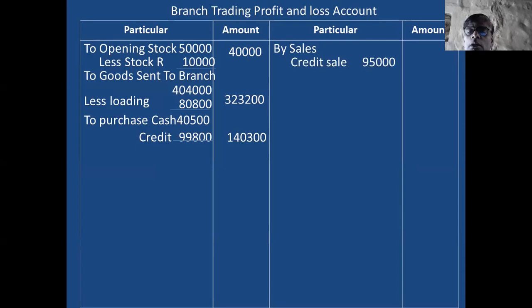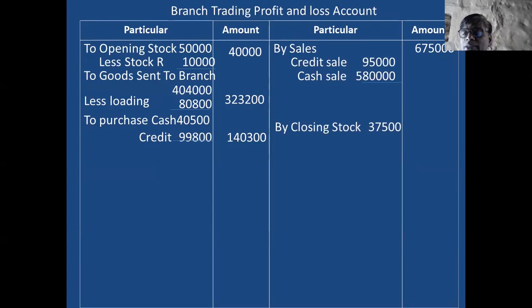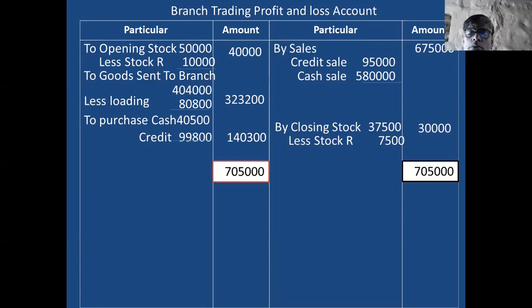By sale. Credit sale is 95,000. Cash sale is 5,80,000. Total is 6,75,000 sale. Then by closing stock 37,500. You record 37,500 as it is. Remember properly, if cost is given, its loading should also be deducted. Less loading stock reserve 7,500. Balance is 30,000. Cost basis. Then close the account. 7,05,000 is the total.